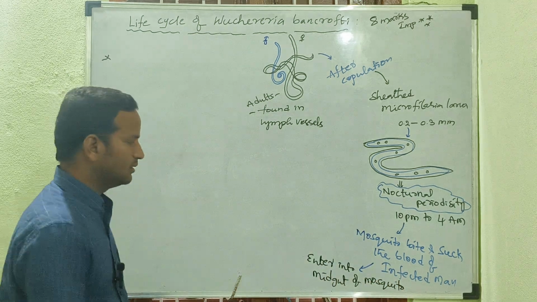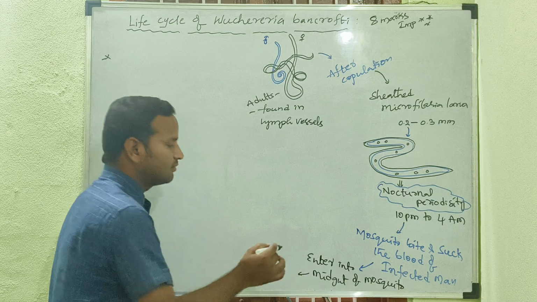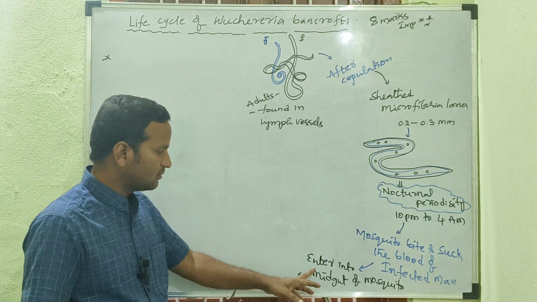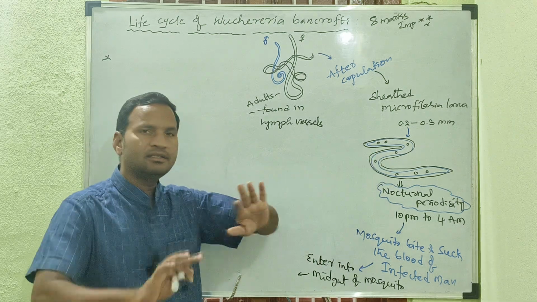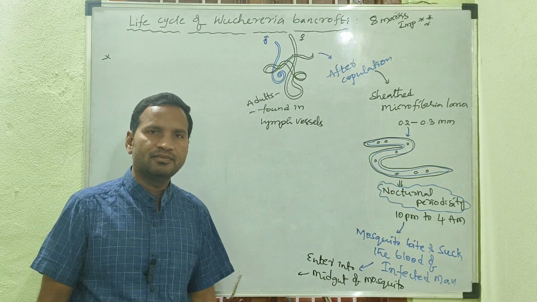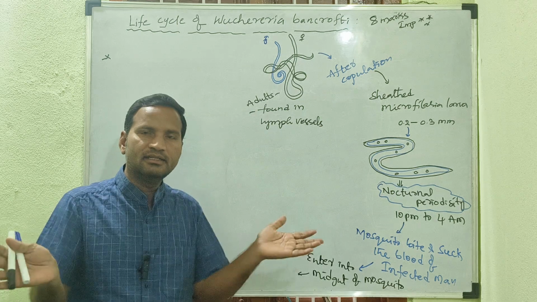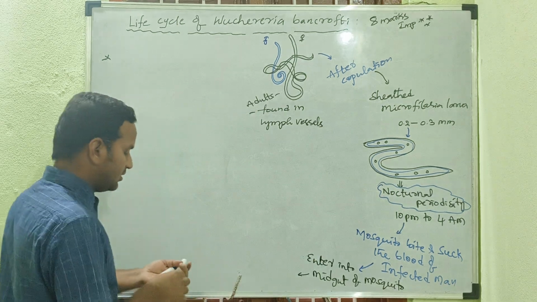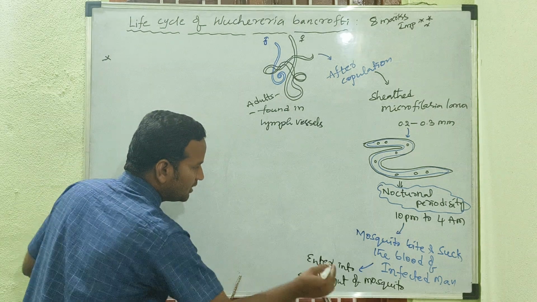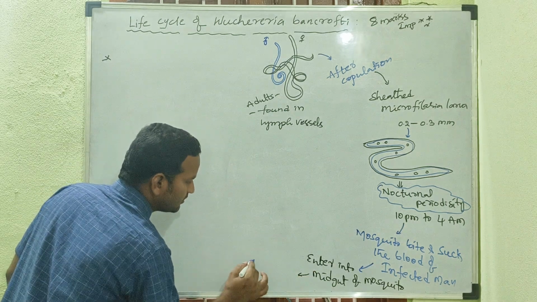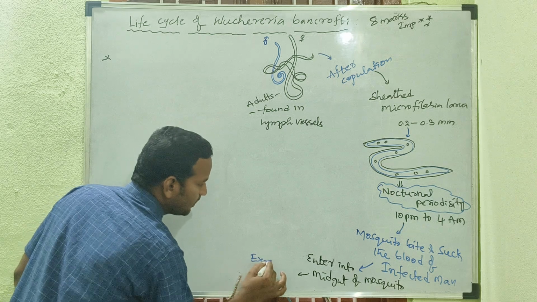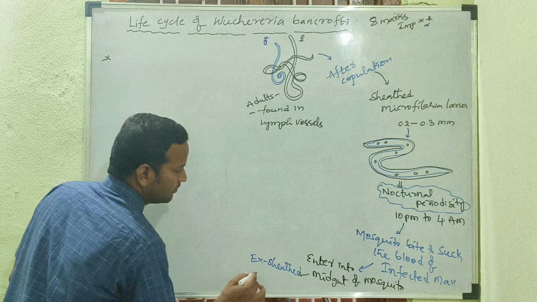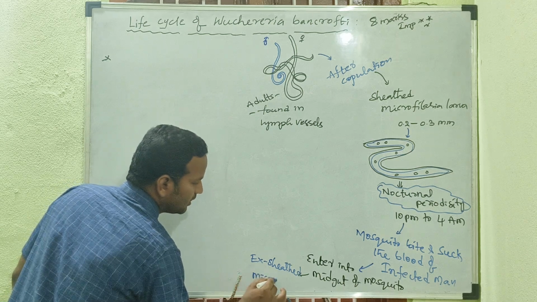Got it? Then in the midgut of the mosquito, through the action of some enzymes, the sheath gets dissolved. Then it is called ex-sheathed microfilaria larva. Now see there, in the midgut of the mosquito the sheath is dissolved. That is called what? Ex-sheathed. Ex-sheathed means now the sheath is lost.